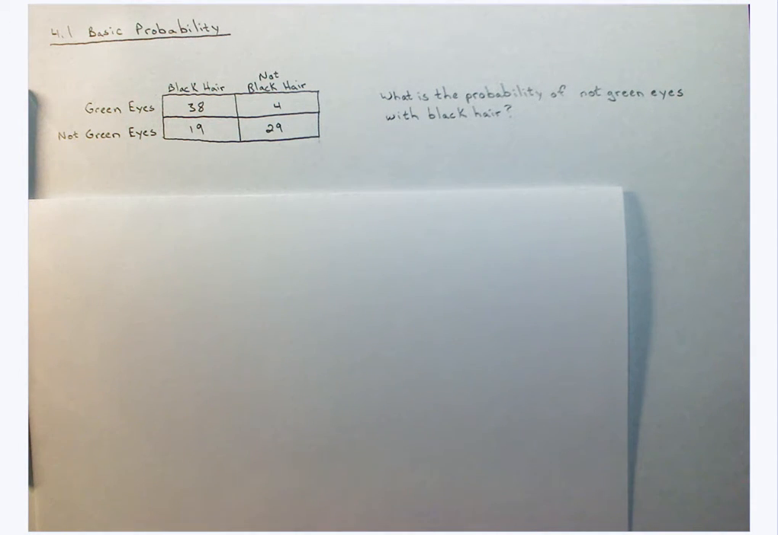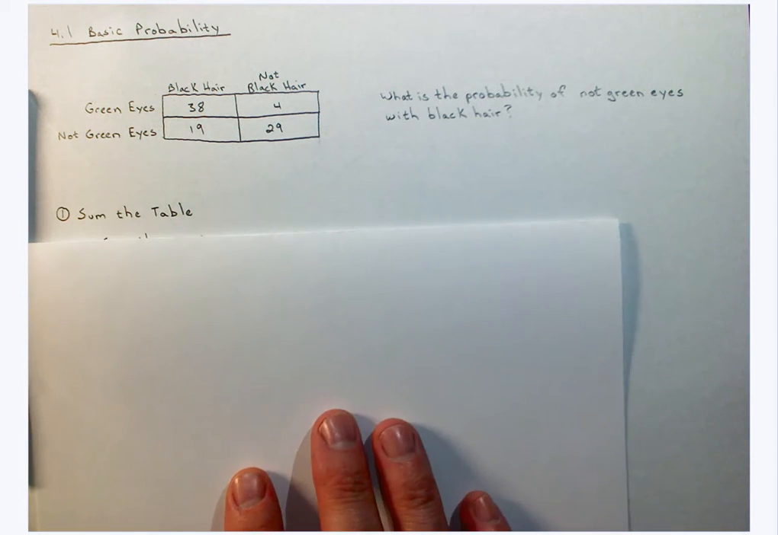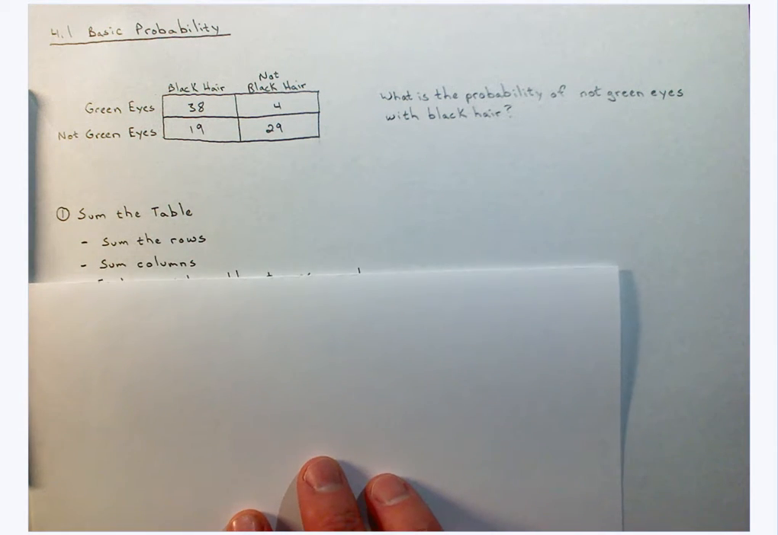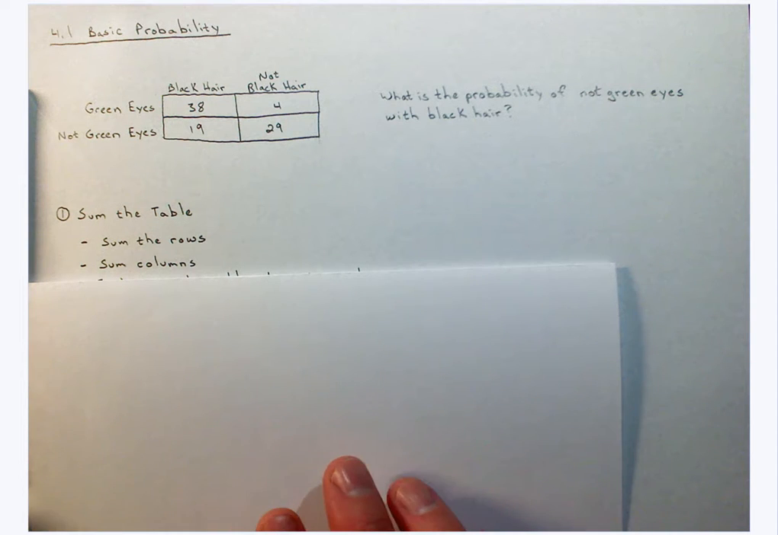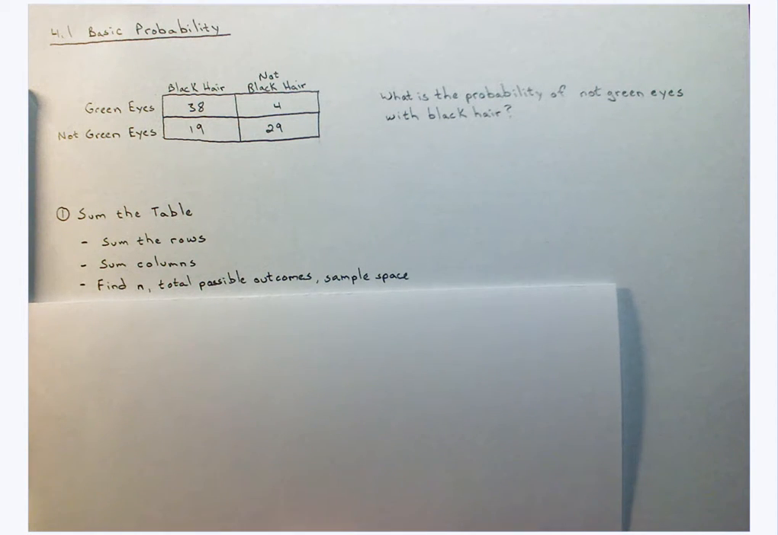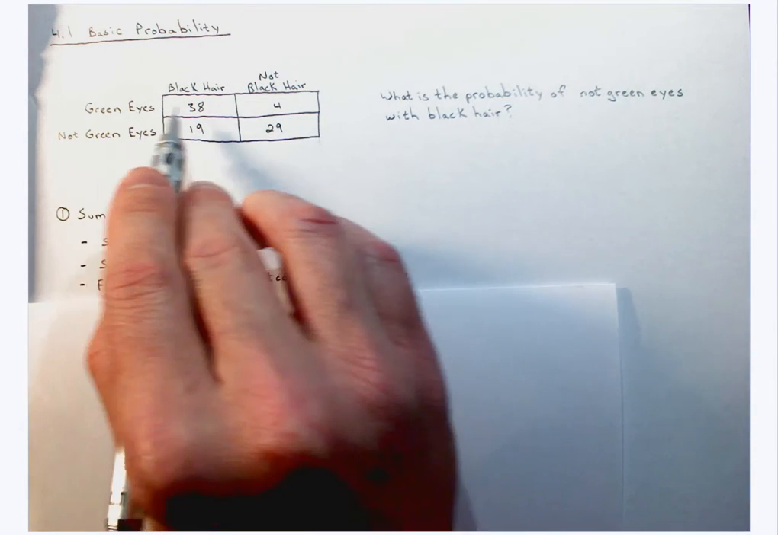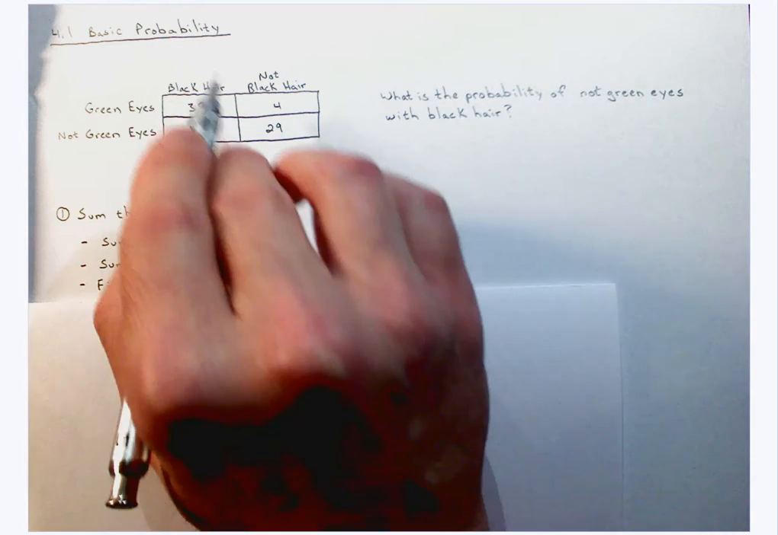So what they want to find out is what is the probability of not green eyes with black hair. Whenever you have a table, you should always do two things first. And the main thing that you're looking at is you're going to take the sums of the table. So you're going to sum the rows and the columns, and you're going to find the total possible outcomes, the sample space.